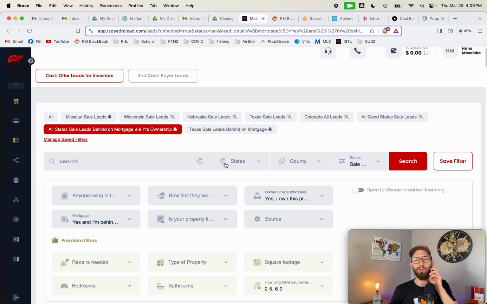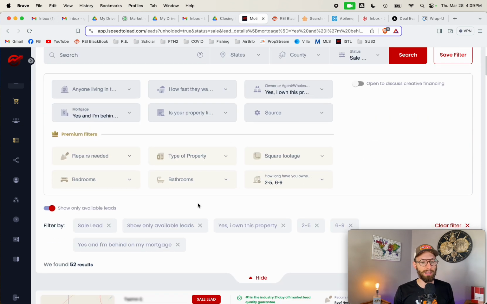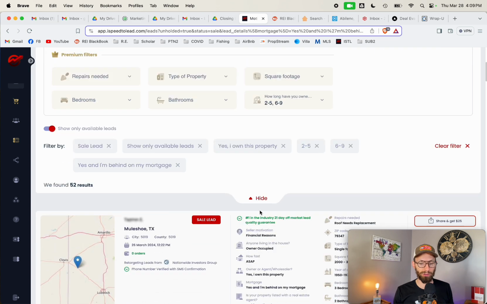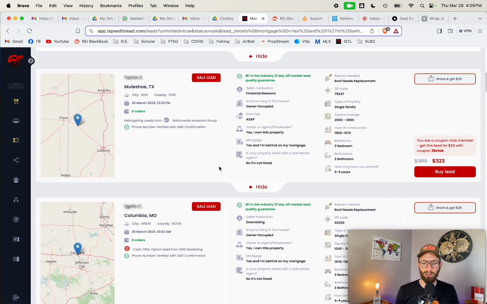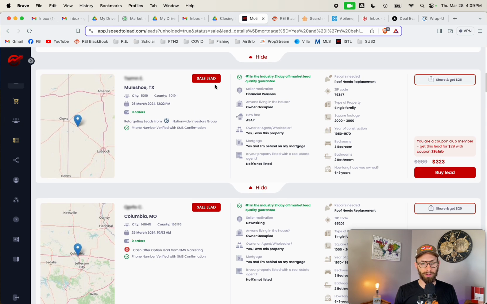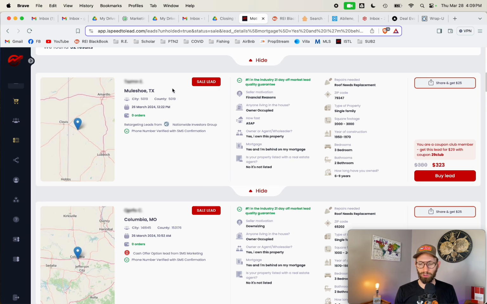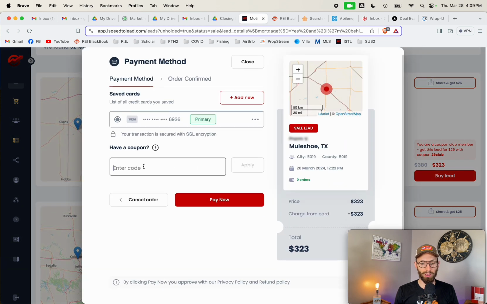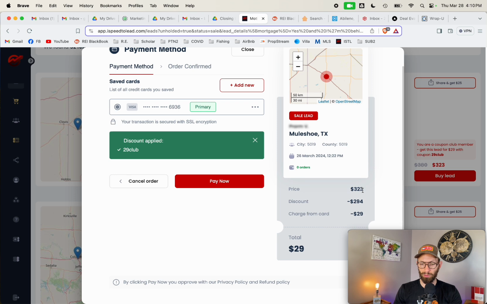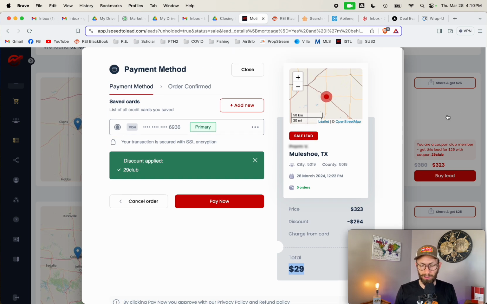But here's the thing. You can buy these, what they call sale leads, for just $29 per lead. So any of these sale leads, if it says sale lead right here, I can come over, this one in Mule Show, Texas, I could buy the lead. And what you do is you put the code in, I think it's 29 Club, and you hit apply. And it brings the price down from $323 to $29. You hit pay now, and then boom, you get the seller information and all the stuff.